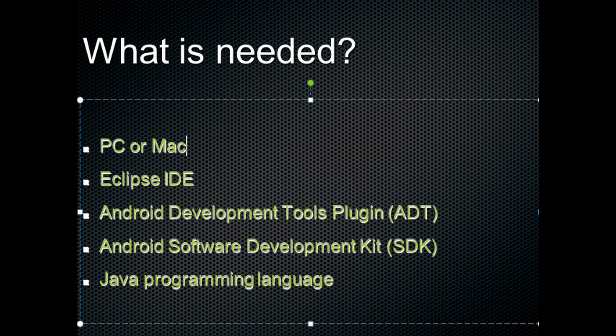Java alone isn't enough to write our software, though. We also need something called the Android Development Tool plugin, the ADT, and the Android Software Development Kit. So these are enhancements or extensions to Java that are needed to write an Android program. Now, there's something called the Eclipse IDE that glues everything together. So the Eclipse IDE is where we do all our work.